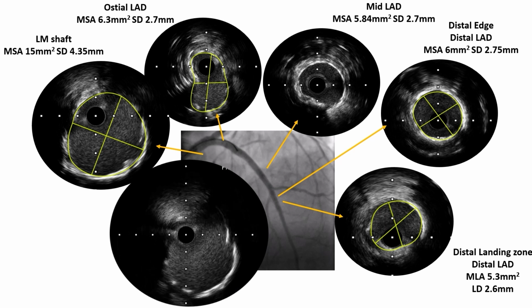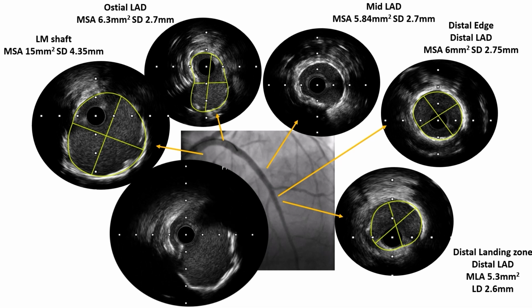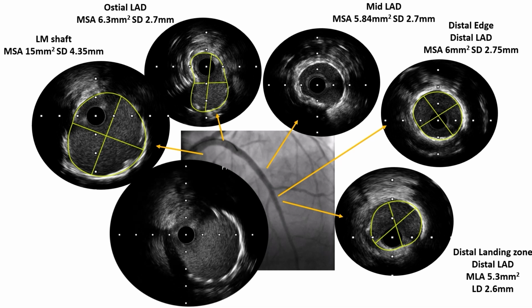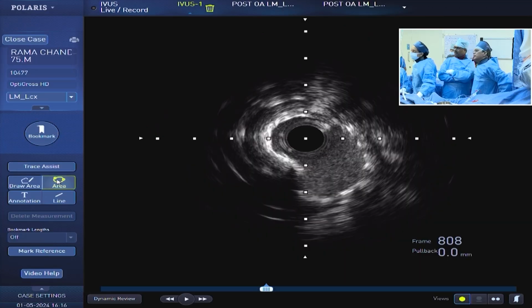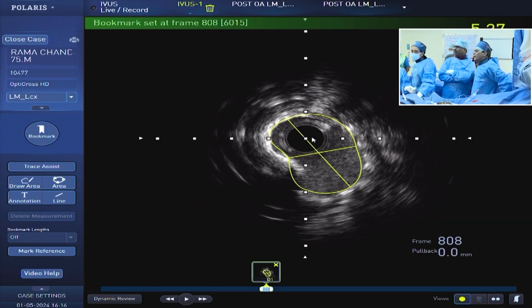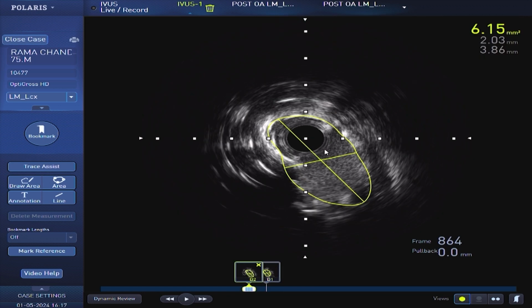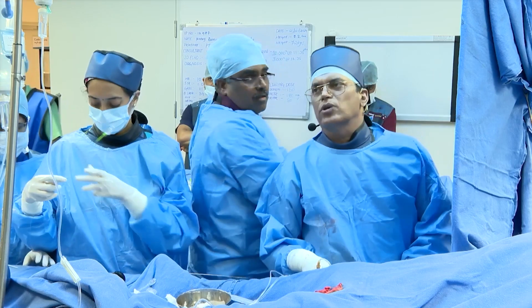This is LM. See, LM almost 1, 2, 3, 4. That's fine. There is no proximal dissection. Eccentric, but it is more than 4. 5.27. Good. Show me the distal LED once. Show me the last view.